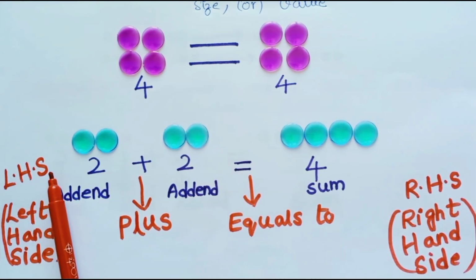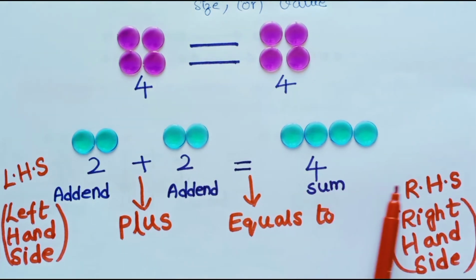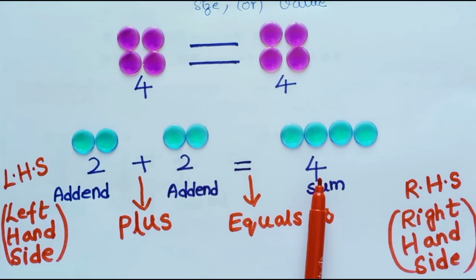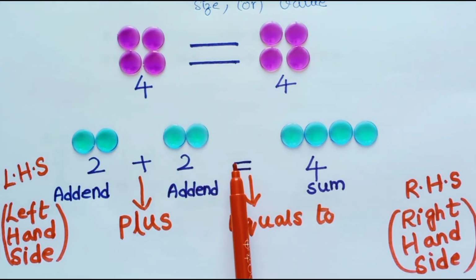So in this addition equation, on the left hand side, LHS, we will write the addends, and on the right hand side of the equation, we will write the sum. What is the sum? It is the total value of the addition of the two numbers, and it is written on the right hand side, RHS, of the addition equation. 2 plus 2 equals 4 is called an addition equation.